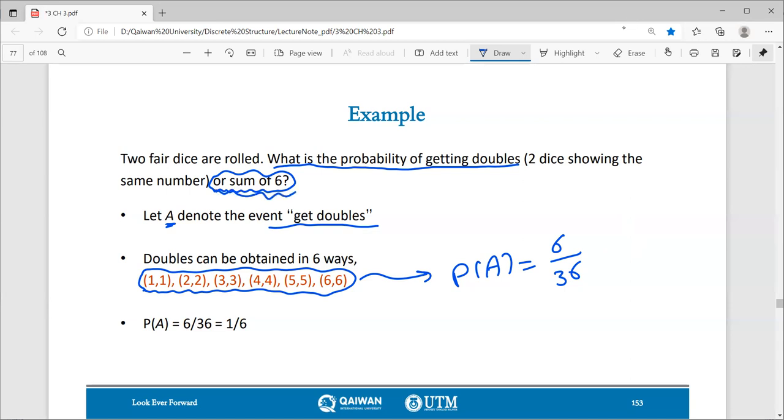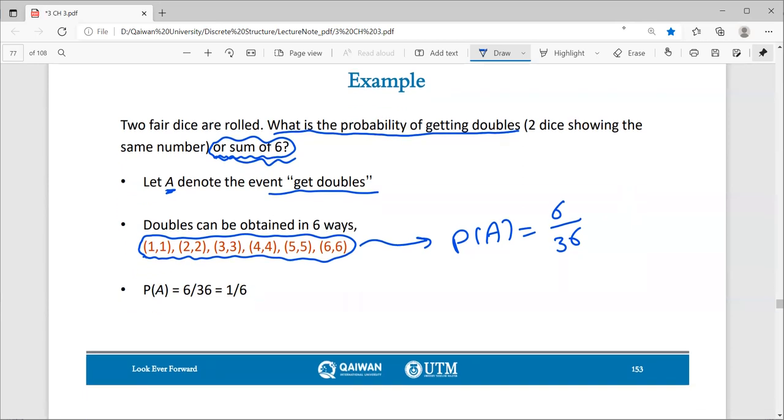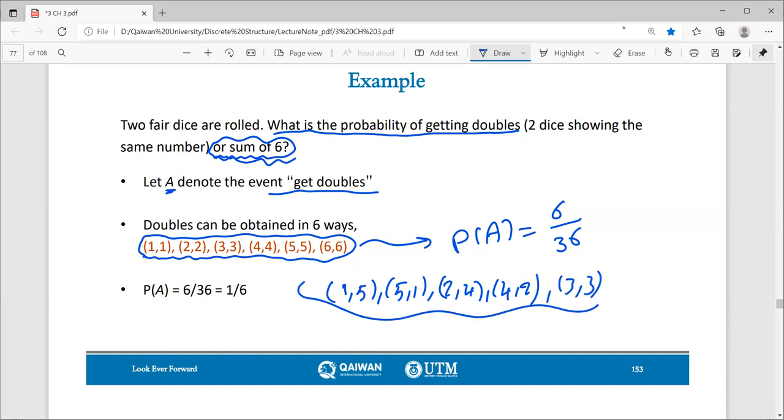Or sum of 6. Let's write down all the possibilities of getting sum of 6. So sum of 6 are 1 and 5, 5 and 1, 2 and 4, 4 and 2, and 3, 3. We have only these 5 possibilities to get the sum of 6 in rolling 2 dice.